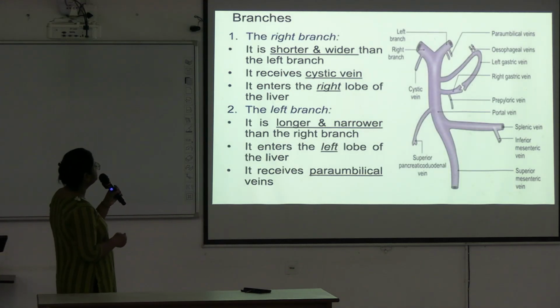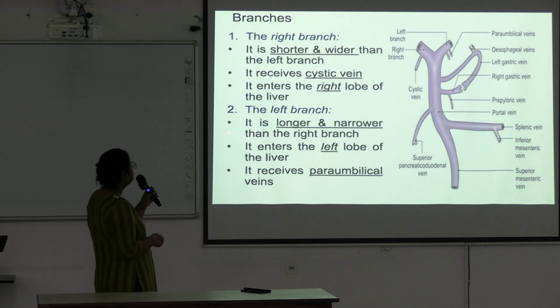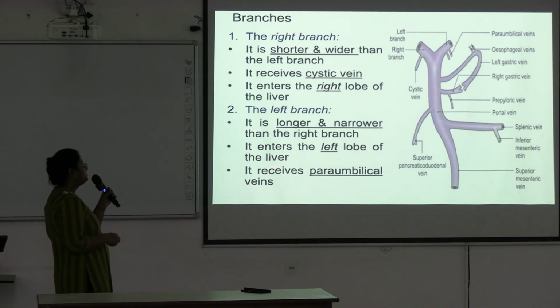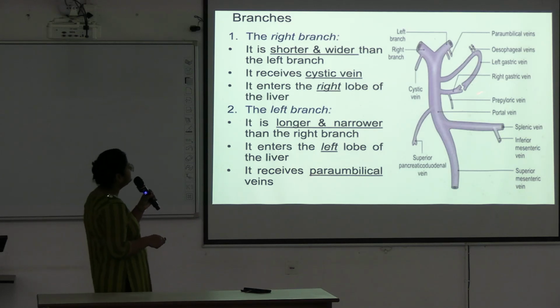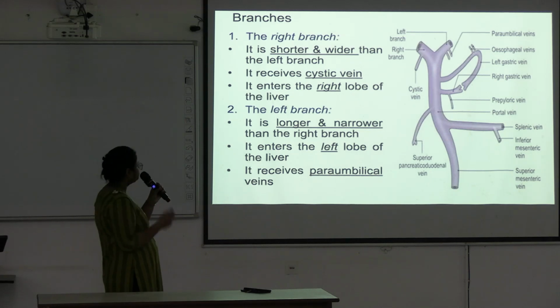Next, we go to the branches. The portal vein divides into a right branch and a left branch. The right branch is shorter and wider than the left branch, and it receives the cystic vein. See, the cystic vein is draining into this right branch, and it enters the right lobe of the liver. And the left branch is longer and narrower than the right branch, enters the left lobe of the liver and receives the paraumbilical veins. Paraumbilical veins are coming from the umbilical region. Okay, understood?